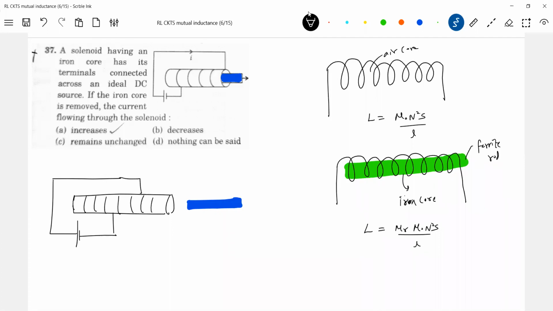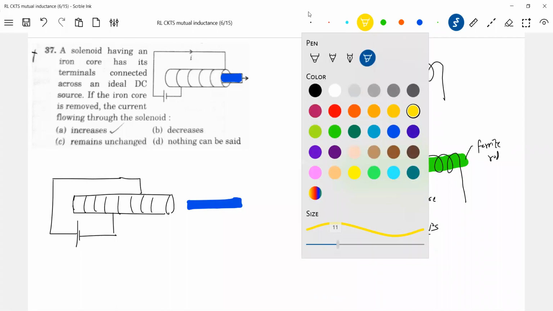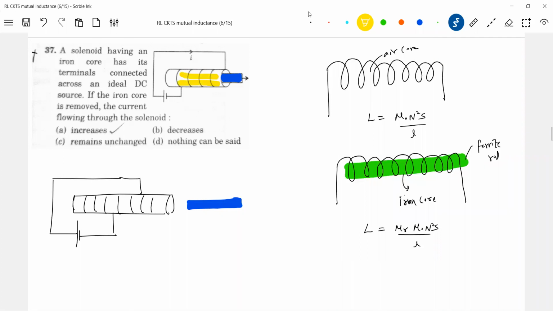So earlier there was some flux. I'll show the flux in yellow color, it will be easy for us. So this yellow color is the flux. Now, when you remove this iron core suddenly, what will happen to the magnetic flux? It cannot disappear, no? The flux will be retained as it is. The same flux will be there.